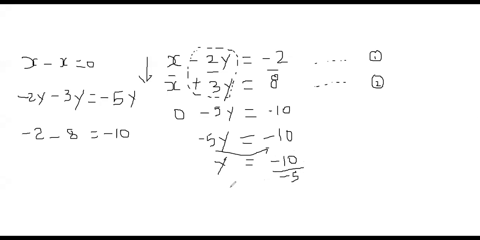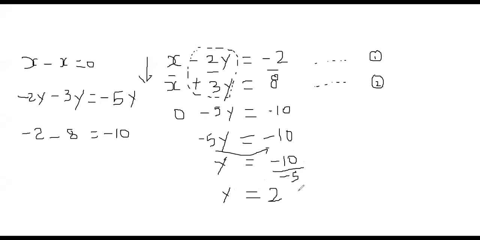Negative 10 divided by negative 5 will give us what? What's our answer? 2. Positive 2, right? Make use of your calculator. Don't rely on your memory. Good. So negative 10 divided by negative 5 will give us 2. So y is equal to 2.